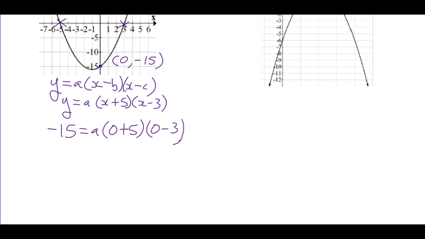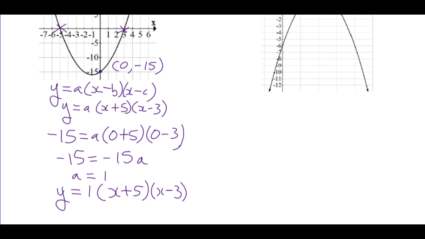So that's x, that's y. When x is 0, y is negative 15, and we get negative 15 is a times negative 15. So what's a? Negative 15 times 0 is 0. No, a is 1, right? Okay, so the equation is y is equal to 1, which you don't really need to write, times (x plus 5)(x minus 3).